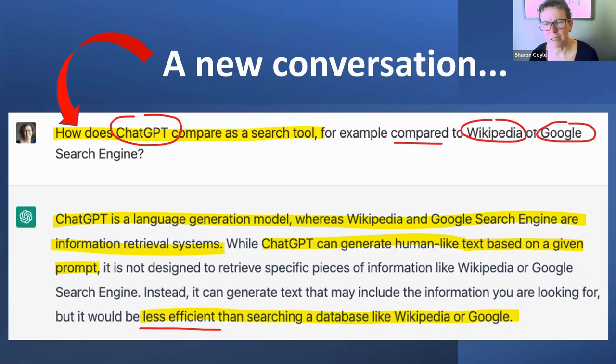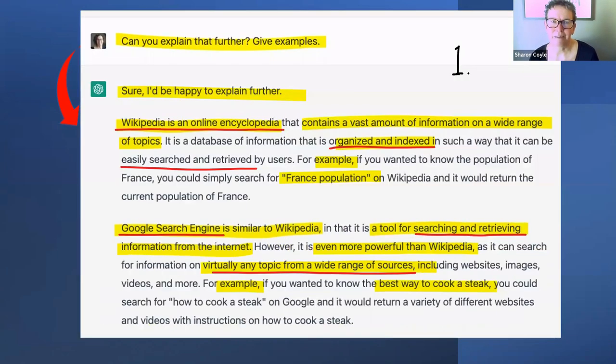And so it gave me a little paragraph saying that they're both search engines and information retrieval systems, whereas I'm more of, I generate human-like text based on a prompt. So I'm less efficient than searching a database in Wikipedia or Google. So I thought, okay, can you tell me a little bit more, explain further, give me examples?